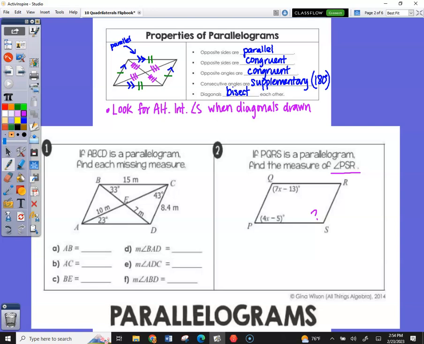If you were to trace side QP, would you be touching both of those angles? Yeah. So then they're side by side. That's that consecutive interior. And what did we say they are? They're supplementary. If you don't understand the connection, let me show it to you.